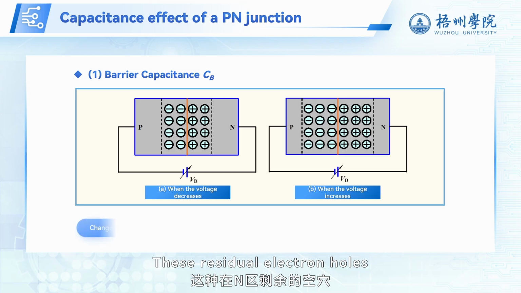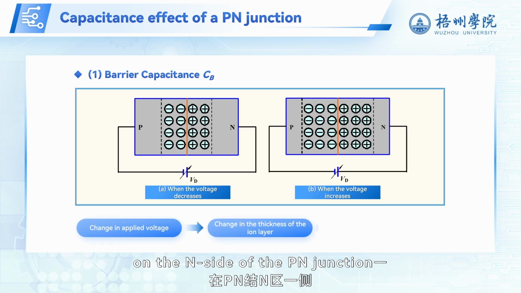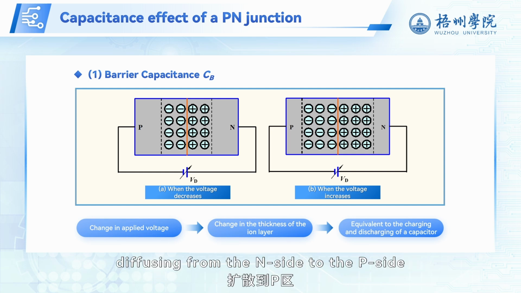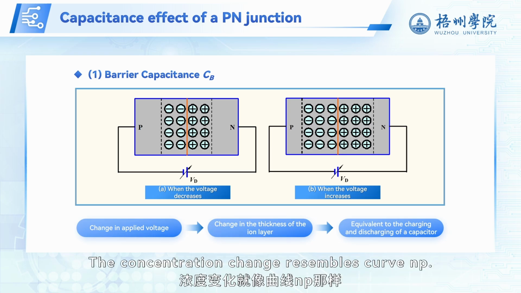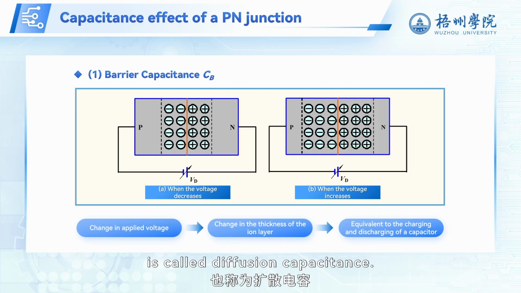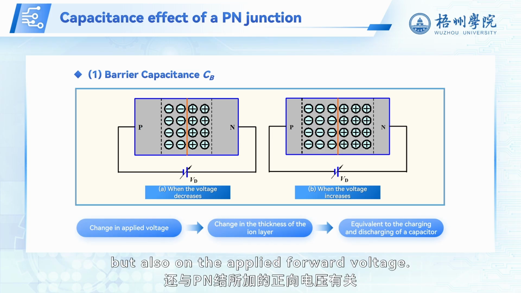These residual holes can be regarded as stored charge on the n side of the p-n junction, similar to one plate of a parallel plate capacitor holding charge. Free electrons diffusing from the n side to the p side produce a similar effect. The concentration change resembles curve Np. This equivalent capacitance of the p-n junction is called diffusion capacitance. The stored charge depends not only on doping concentration but also on the applied forward voltage.